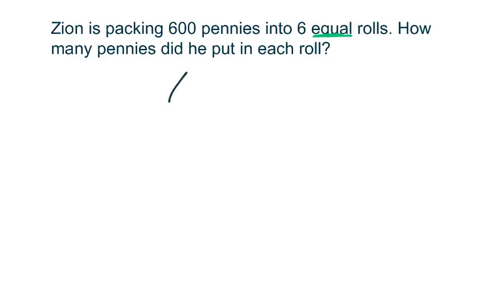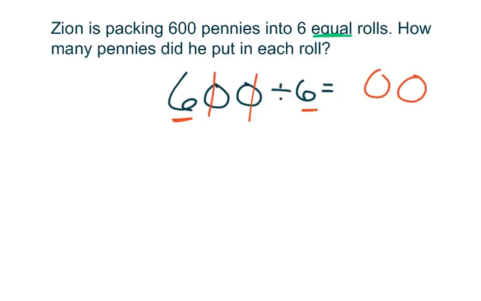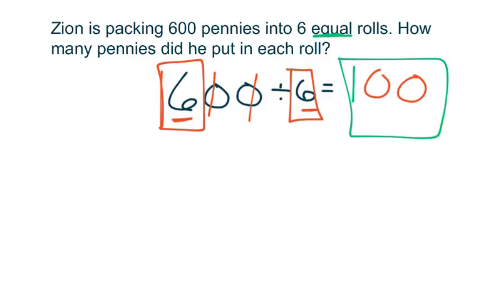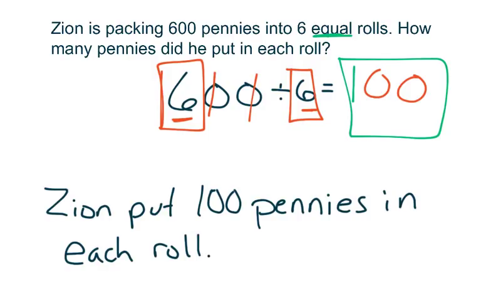For this problem, we would have 600 divided by 6. We want to identify our basic fact here. We have 6 and 6. 6 goes into itself. So we have 2 extra zeros we'll cross out and bring over here. Then all we have left is 6 divided by 6. How many times does 6 go into 6? It goes in 1 time. So my quotient is 100. So Zion put 100 pennies in each row. He has $1 in each row.